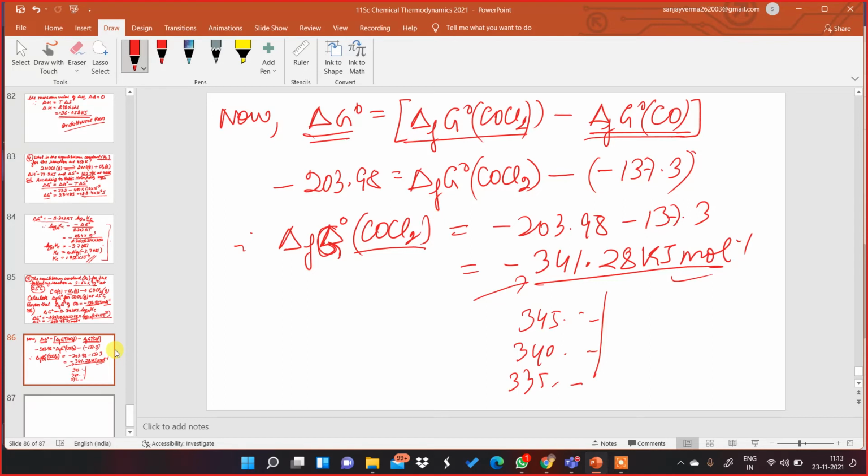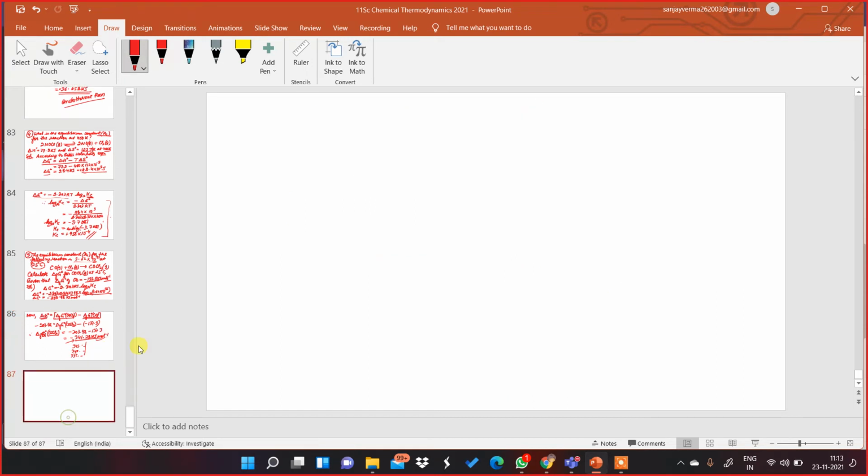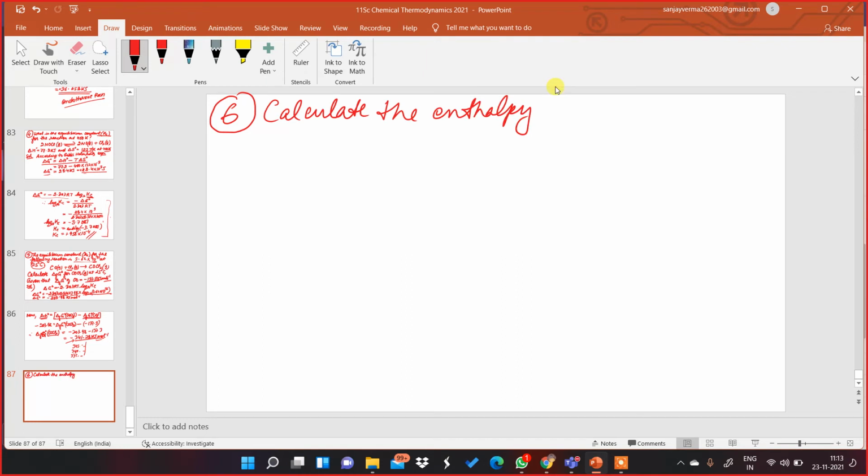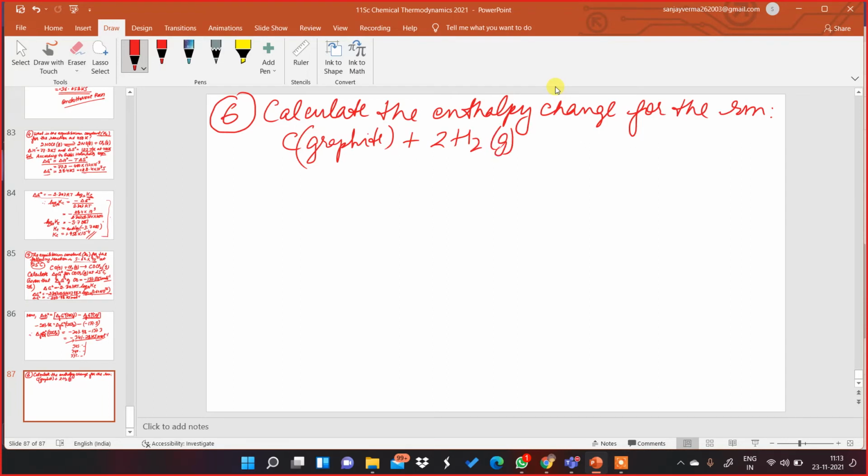Then we can do some more questions. One more question I think we can do, time permitting. Question number 6. Calculate the enthalpy change for the reaction. Now the reaction is given over here: carbon, in the form of the allotrope graphite, plus hydrogen gas, forming methane gas. Then what is given?